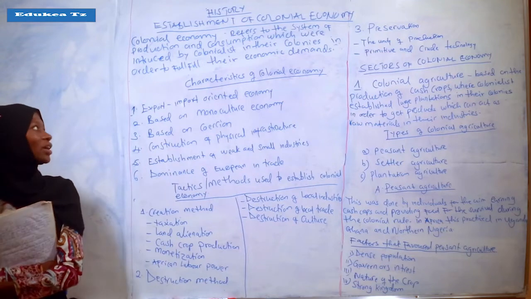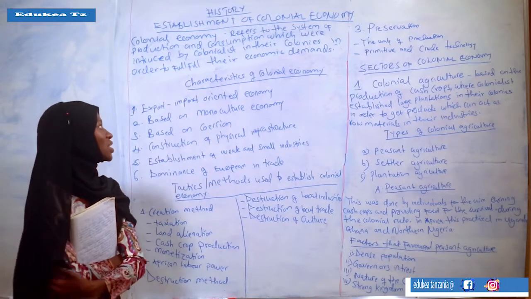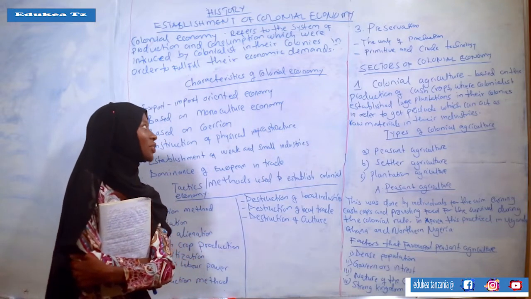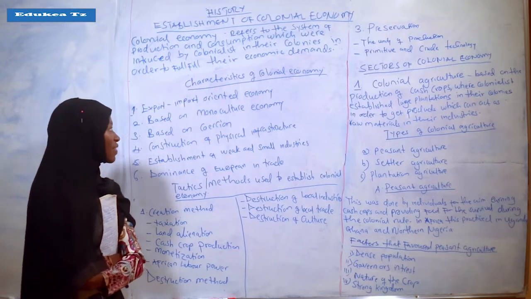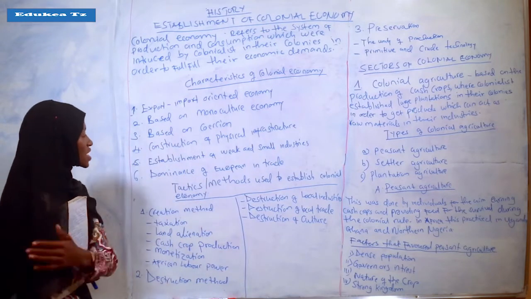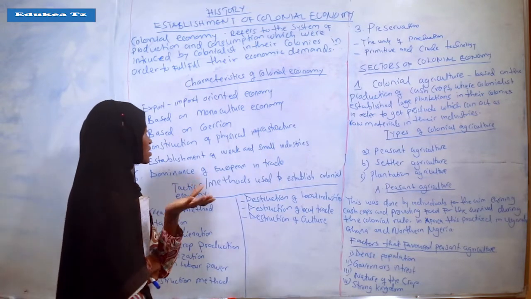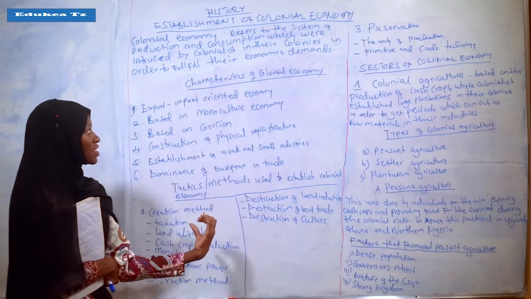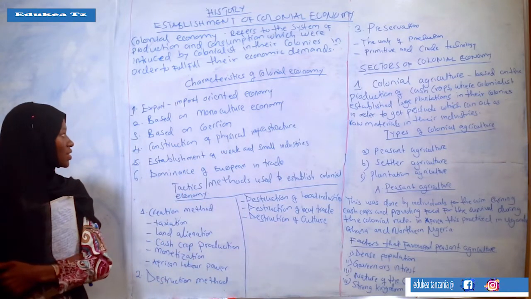Characteristics of colonial economy. Colonial economy was export-import oriented economy. This means colonialists exported our raw materials and they imported the manufactured goods, raw materials like cotton, sisal, minerals, and they imported manufactured goods like beads, cups, goods from their industry, as they wanted to have markets in their colonies.